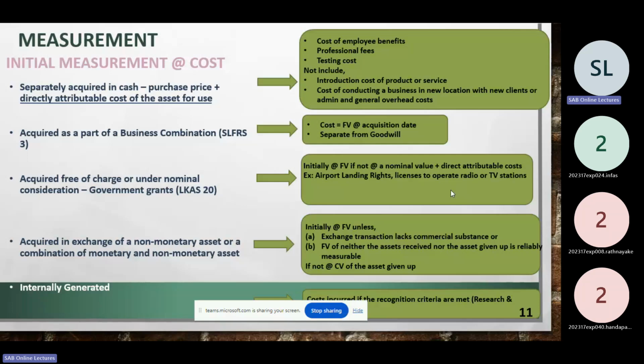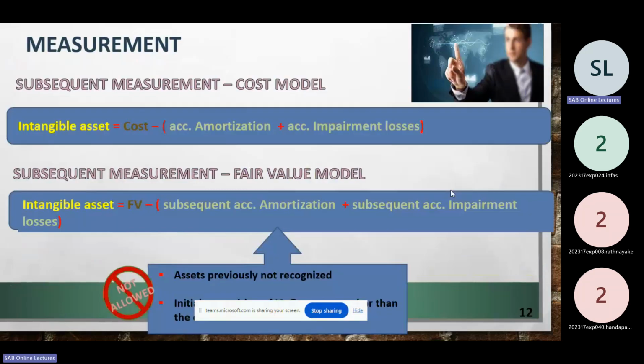So there are some examples: airport landing rights, and a license to operate a radio or TV station. The non-monetary exchange transaction is also initially at fair value, unless the exchange transaction lacks commercial substance, or the fair value of neither the asset received nor the asset given up is clearly measurable; in that case, it is measured at the carrying value of the asset given up. Internally generated cost incurred in the recognition criteria, we will come to in the research and development part.